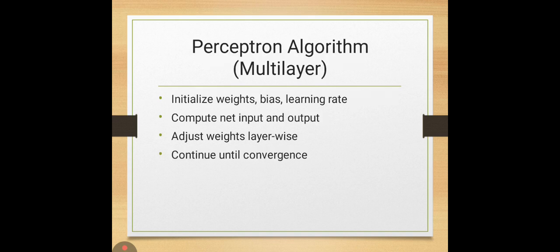Next, we are going to discuss the perceptron algorithm in multi-layer. For a multi-layer perceptron, the weights, bias and the learning rate are initialized. Net input and output are computed layer by layer. The weights are adjusted using error signals. The process continues until convergence. This approach allows the learning of complex patterns.